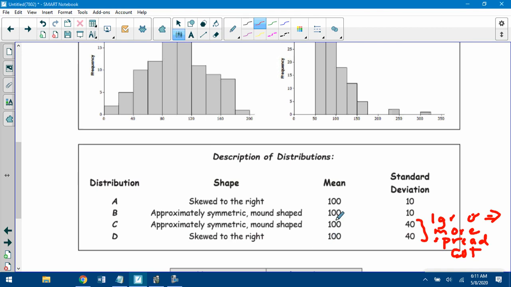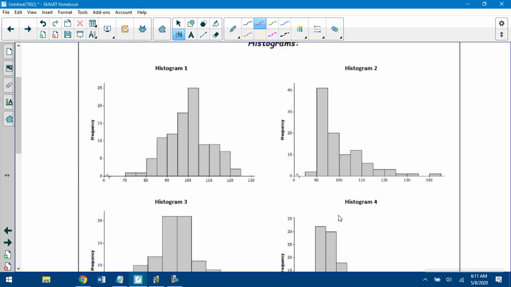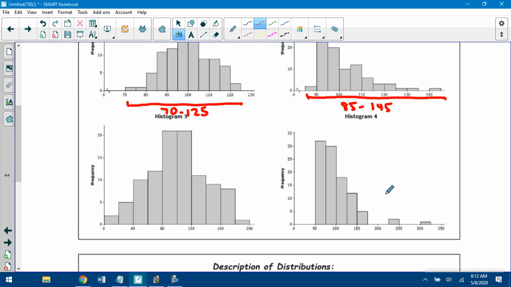Okay, so let's look here. Look at your mins and maxes. This goes from 70 to, what's that, like 125-ish? This data here goes from like, that's probably 85, but then it goes all the way up to like 145. This one goes pretty easy to see, 0 to 200. And this one goes from 50 up to, it's pretty spread out. What's that, like 325?